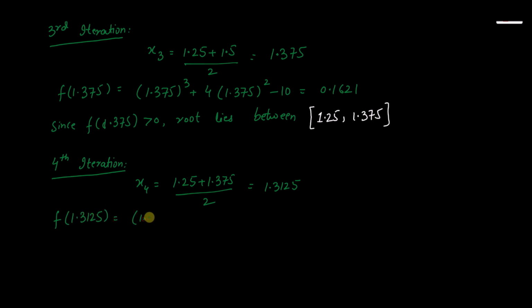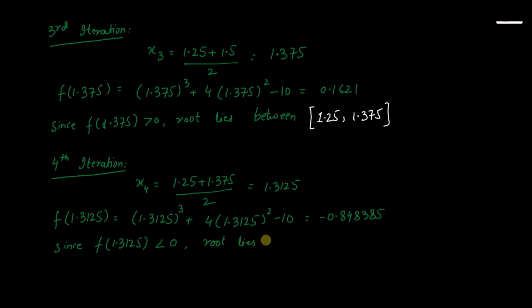1.3125 raised to cube plus 4 times 1.3125 raised to square minus 10. So when we solve it, we will get the result negative 0.84835. So that is less than 0, since f of 1.3125 is less than 0. So the root lies between, and we need to update our interval on the negative side. So we need to replace 1.25 with 1.3125, and our positive side would remain the same.